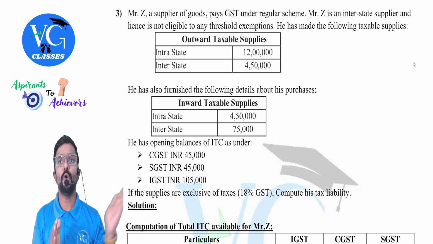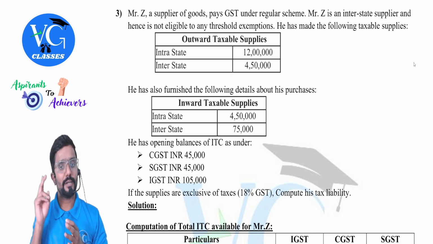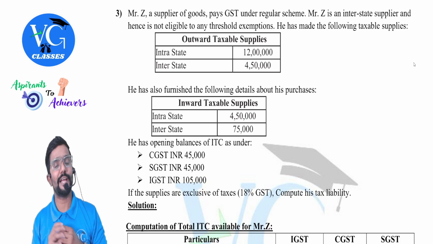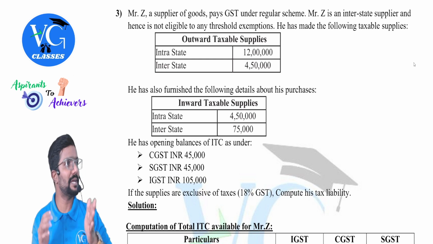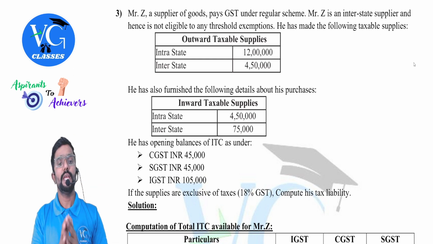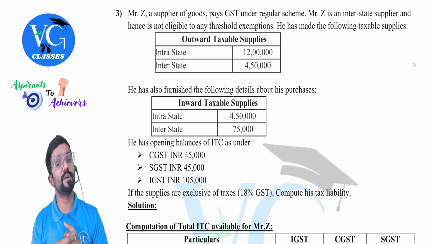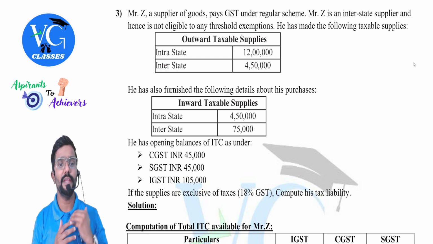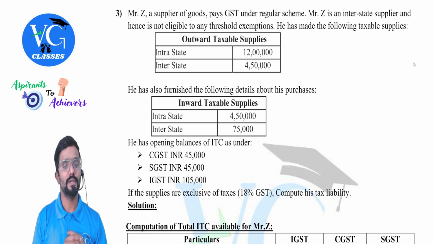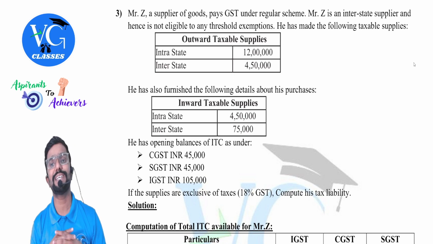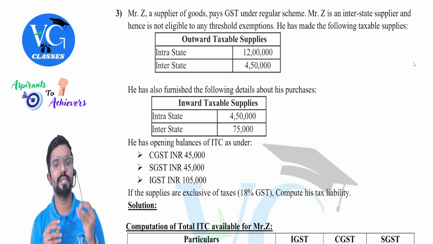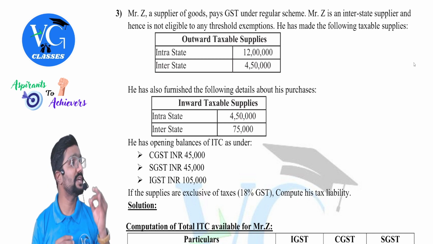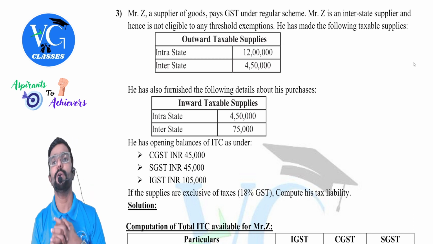He has made the following taxable outward supplies: intrastate 12 lakh, interstate 4 lakh 50. This means he is engaged in both intra as well as inter supplies. He has also furnished the following details about his purchases, meaning inward supplies: intra 4 lakh 50, inter 75,000. And he has an opening balance of input tax credit as under: CGST 45,000, SGST 45,000, IGST 1 lakh 5.